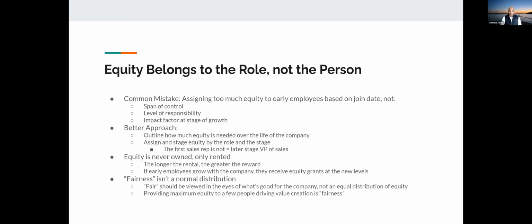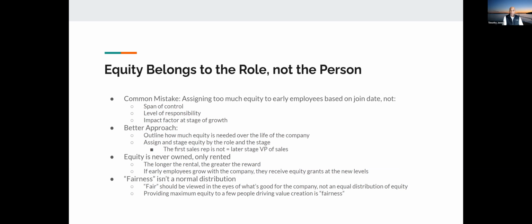So first of all, equity belongs to the role, not to the person. A classic mistake made in starting a company is assigning equity to people based on their join date, so the earlier you join, the more of the company you get. And that does a few things that really impair the growth of the company. First of all, you end up not allocating enough equity for the people who are going to have the biggest impact on the overall life of the company.